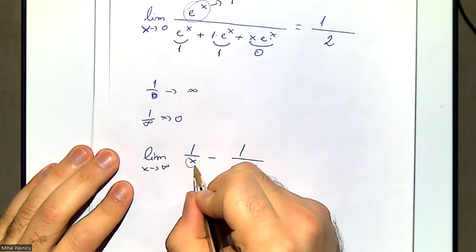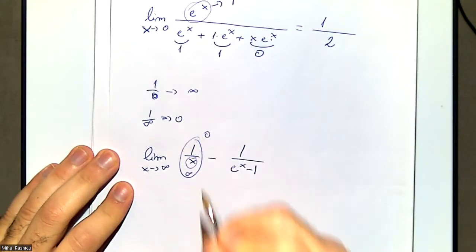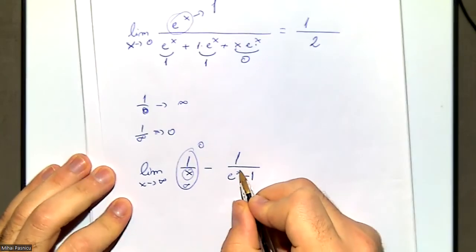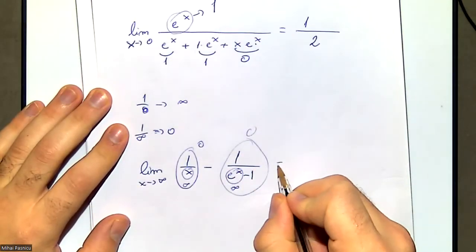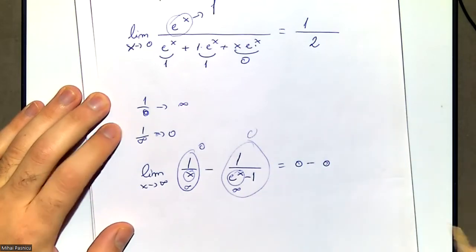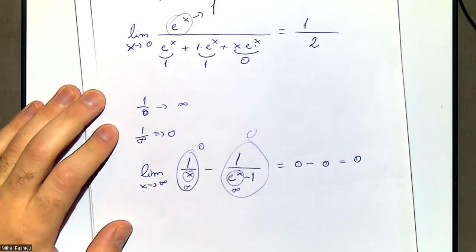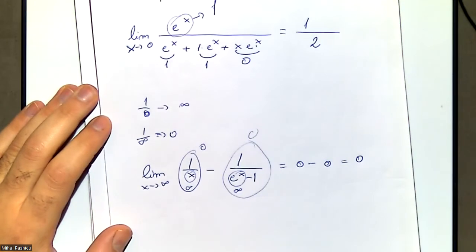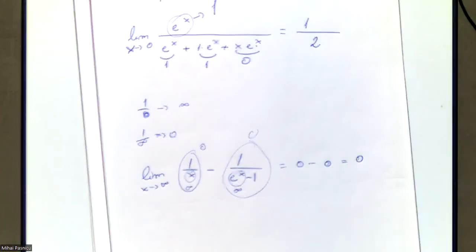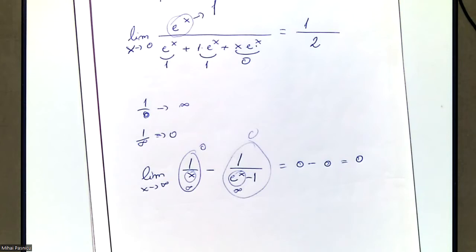If x goes to infinity, then 1 over infinity is 0. If x goes to infinity, e to the x goes to infinity, so this is 0 as well. So we have 0 minus 0, which is just 0. So in this case, the evaluation was really, really simple. Any questions on this? I just plugged in values, I see what I got, and it worked out. Sometimes the limits are just simple. Sometimes they're not.